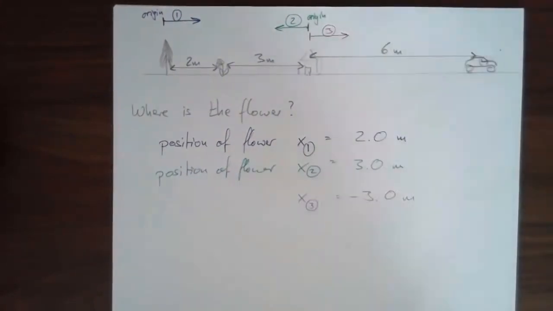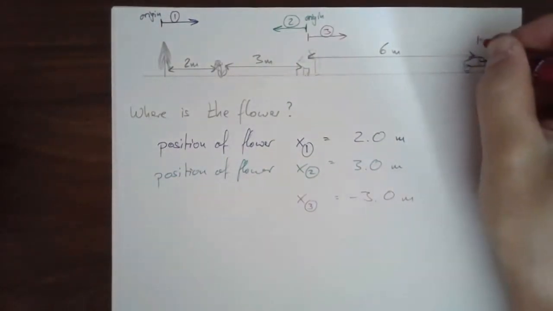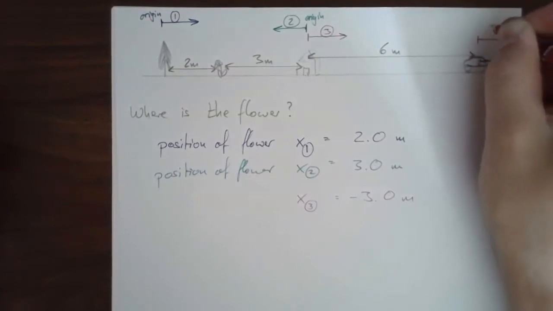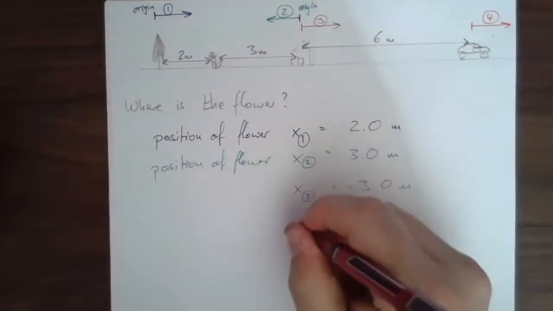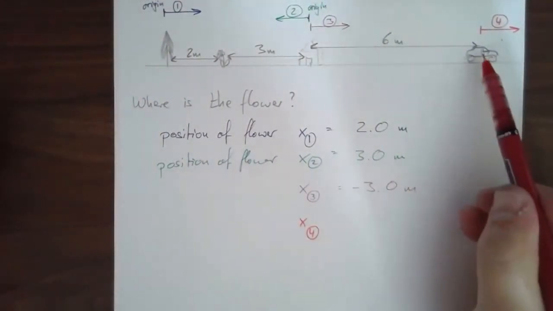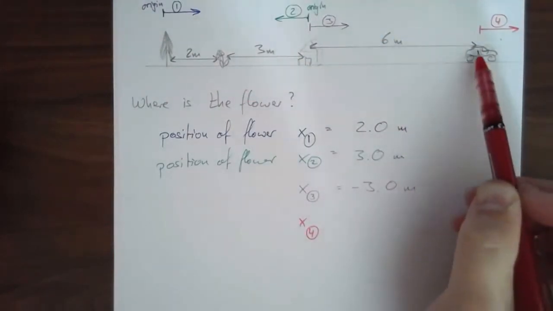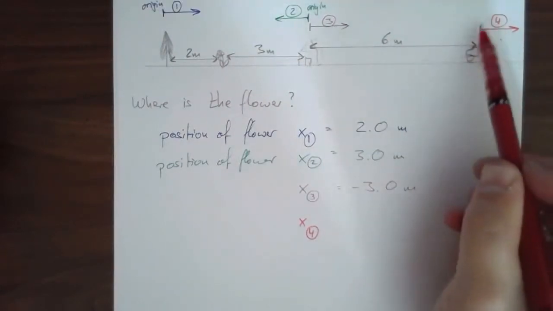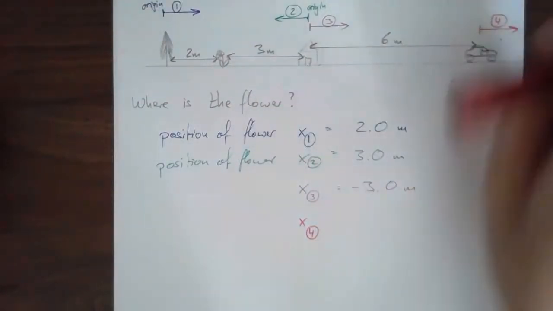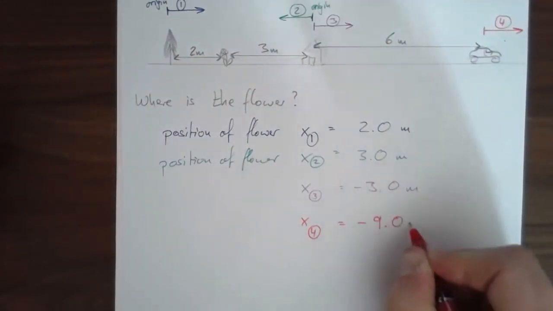Of course, I could also pick the car. Let's just do one more, I guess. So I'll take the car as my origin, and let me have my axis point to the right. This is going to be number 4. Well, the position of the flower in coordinate system number 4, we can just look at this. This is a total of 3 plus 6. That's 9 meters to the left of the car, but the coordinate axis points to the right. So we're going to be at a position of minus 9.0 meters.